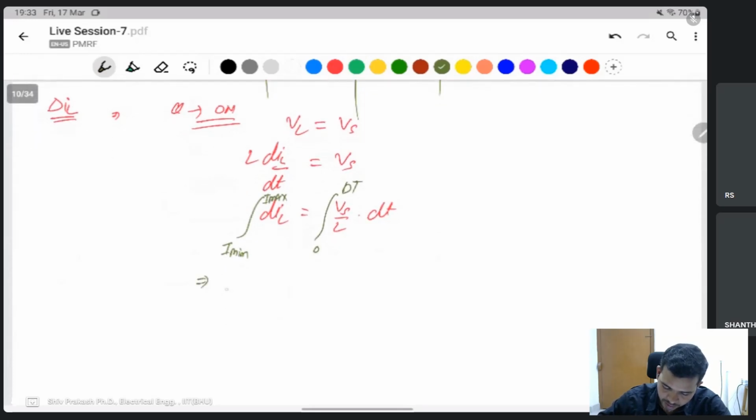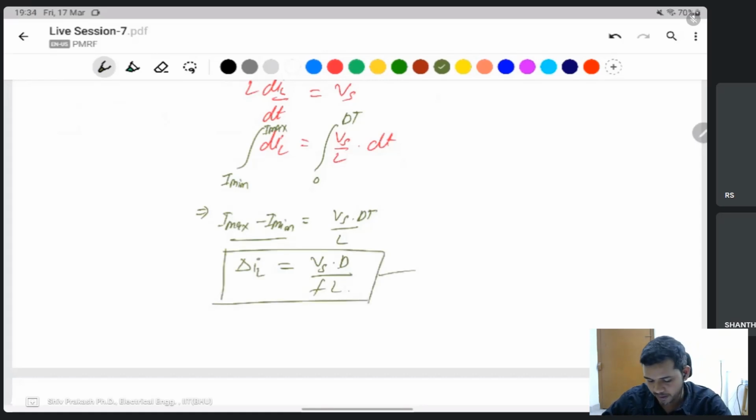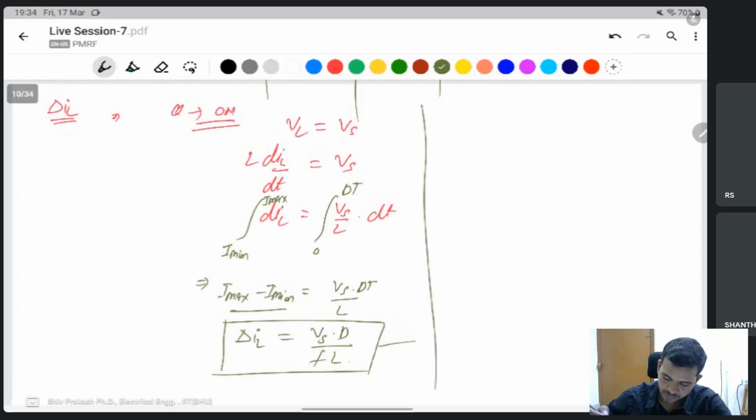Then we'll find I maximum minus I minimum is equal to Vs into DT divided by L. The I maximum minus I minimum is delta IL. Delta IL is Vs into D, taking T as 1 by F, over L. Ripple of inductor current is D Vs divided by F L.